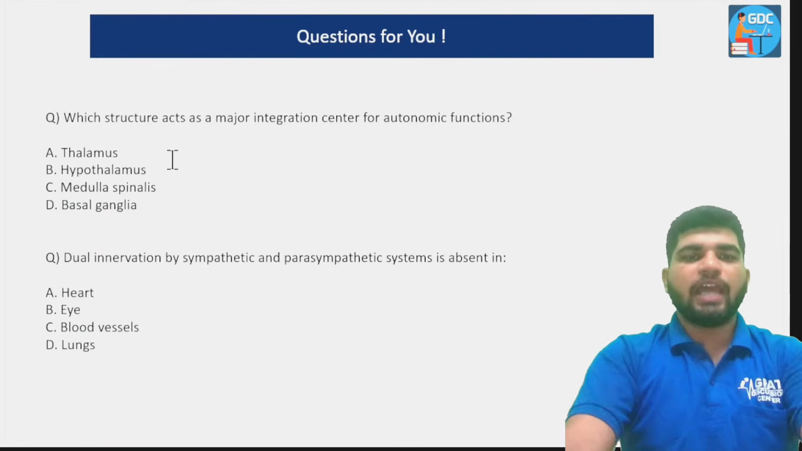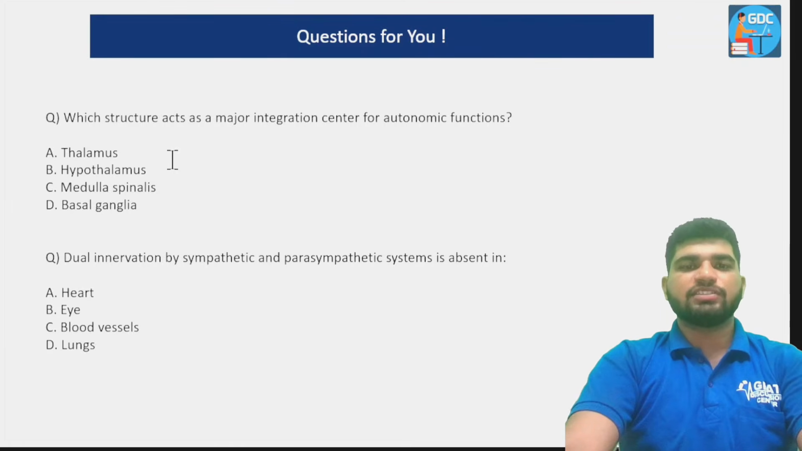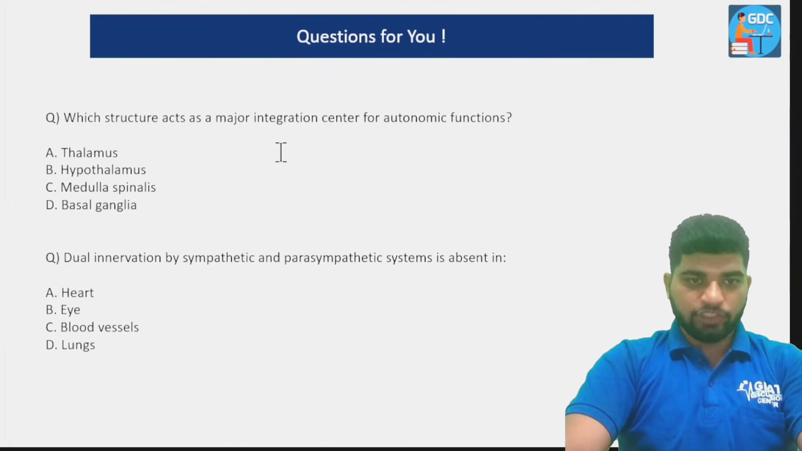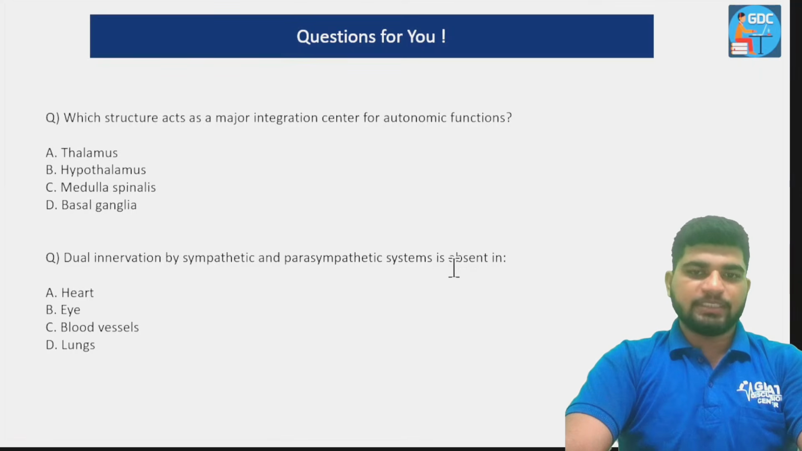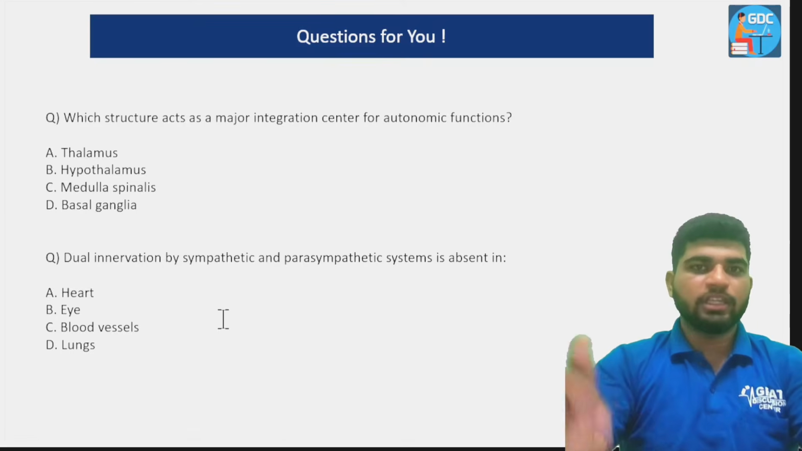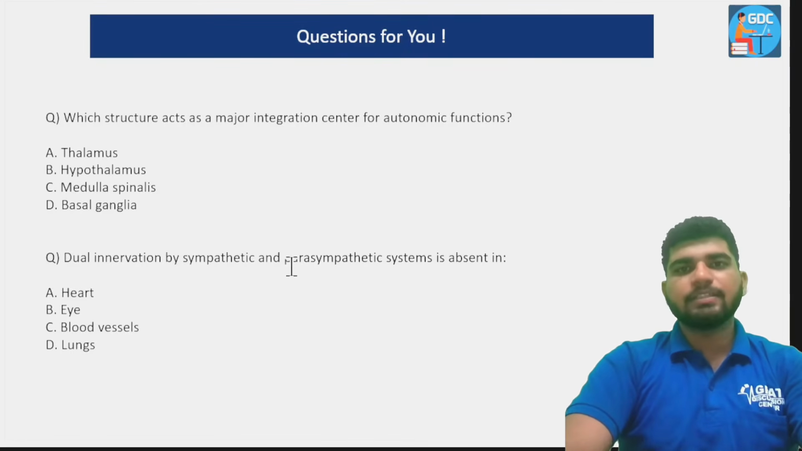Which structure acts as a major integration center for autonomic functions? Dual innervation of sympathetic and parasympathetic systems is absent in the heart, eye, blood vessels, or lungs? So these are some tricky questions. You need to learn and find these answers and let me know in the comment box, and we will discuss in the next class.